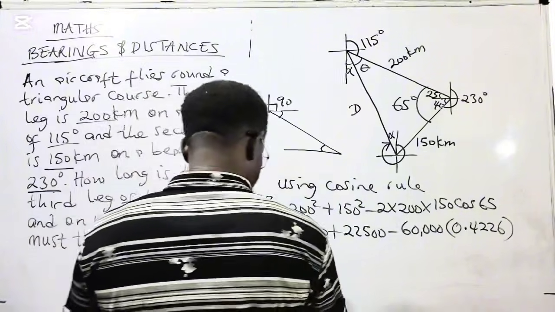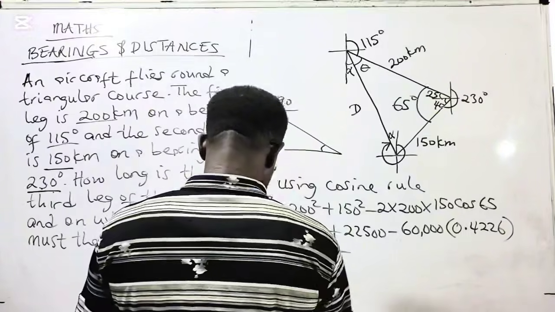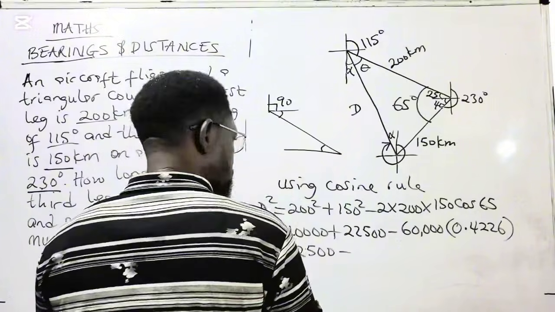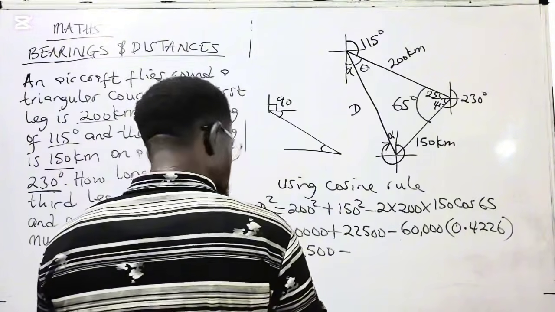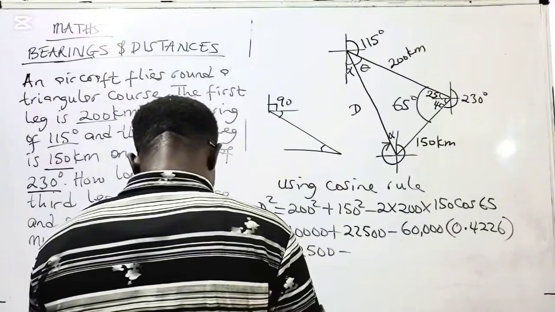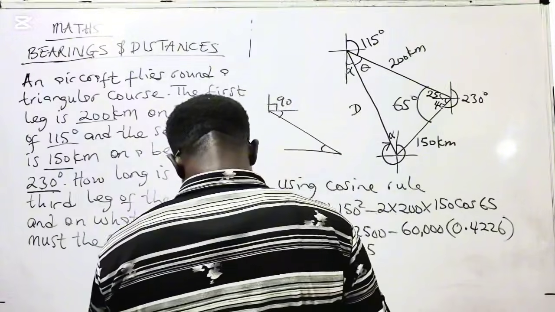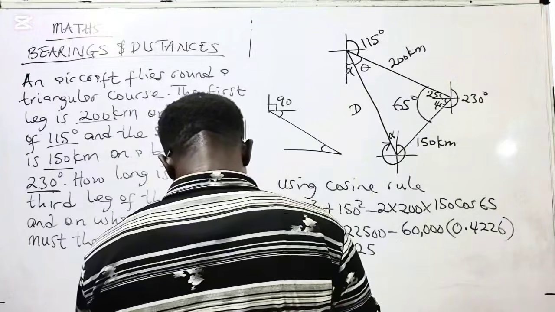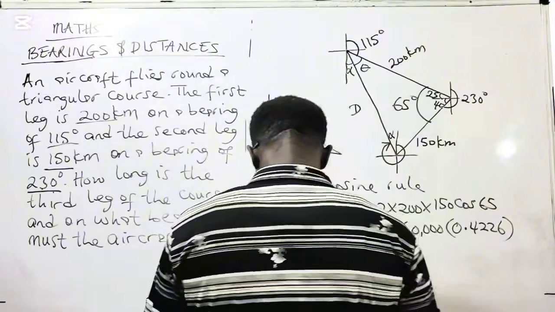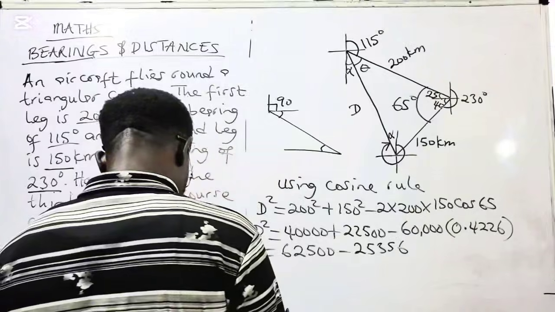200 squared plus 150 squared gives us 62,500. Multiply 60,000 by 0.4226. So I get 25,356.